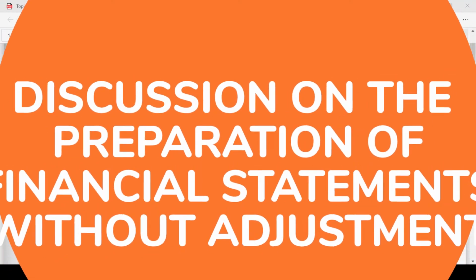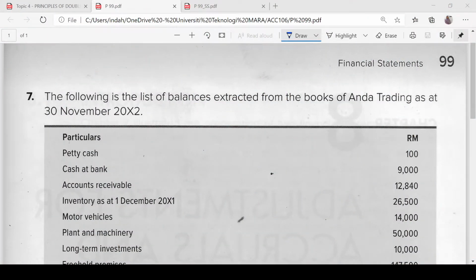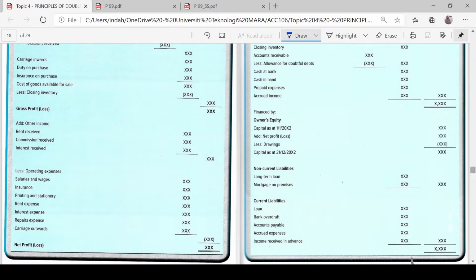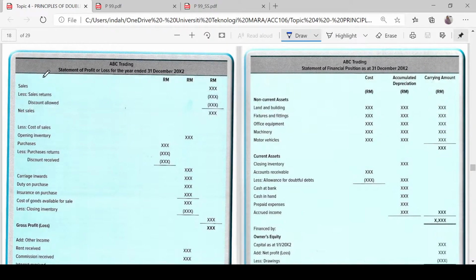This video is prepared for the discussion on the preparation of financial statements without adjustment. I'm choosing question number 7 from page 99 of your textbook. Before you prepare the financial statements, of course you'll need to know the format for the financial statements. There are two statements here. The first one is the statement of profit or loss, and the other one is the statement of financial position.